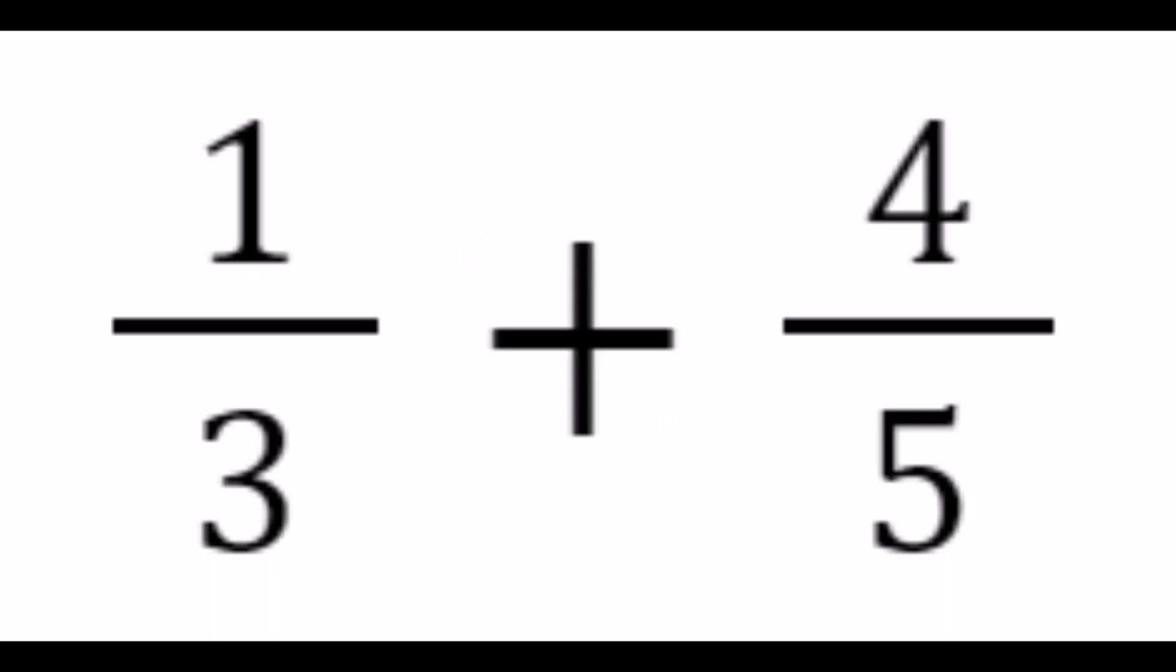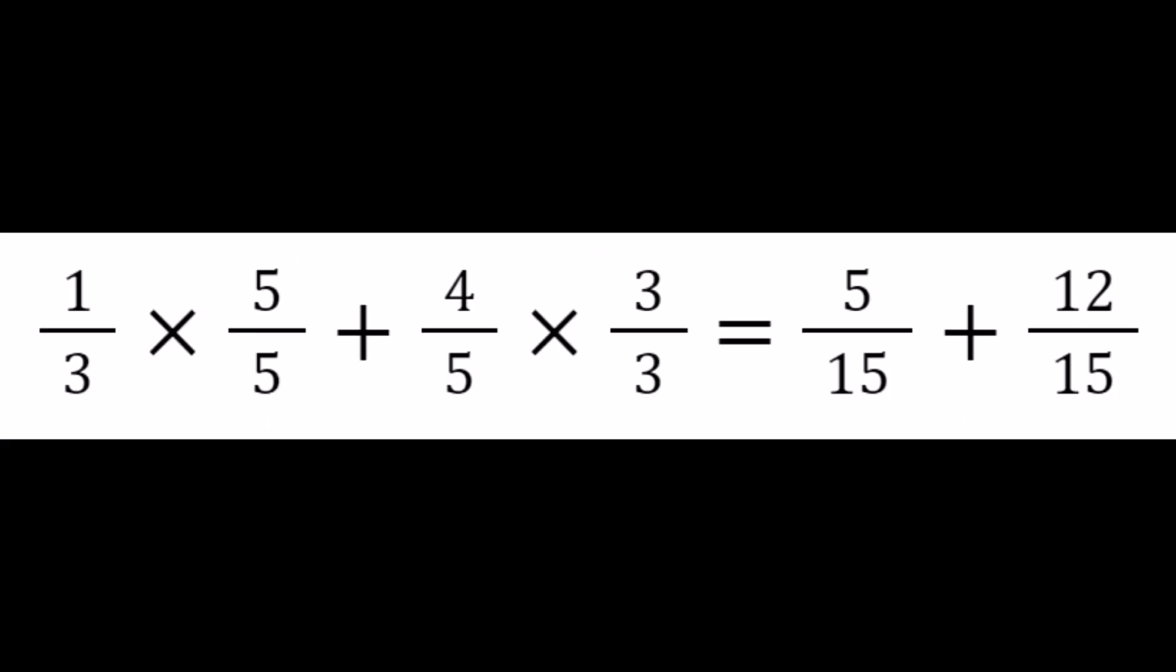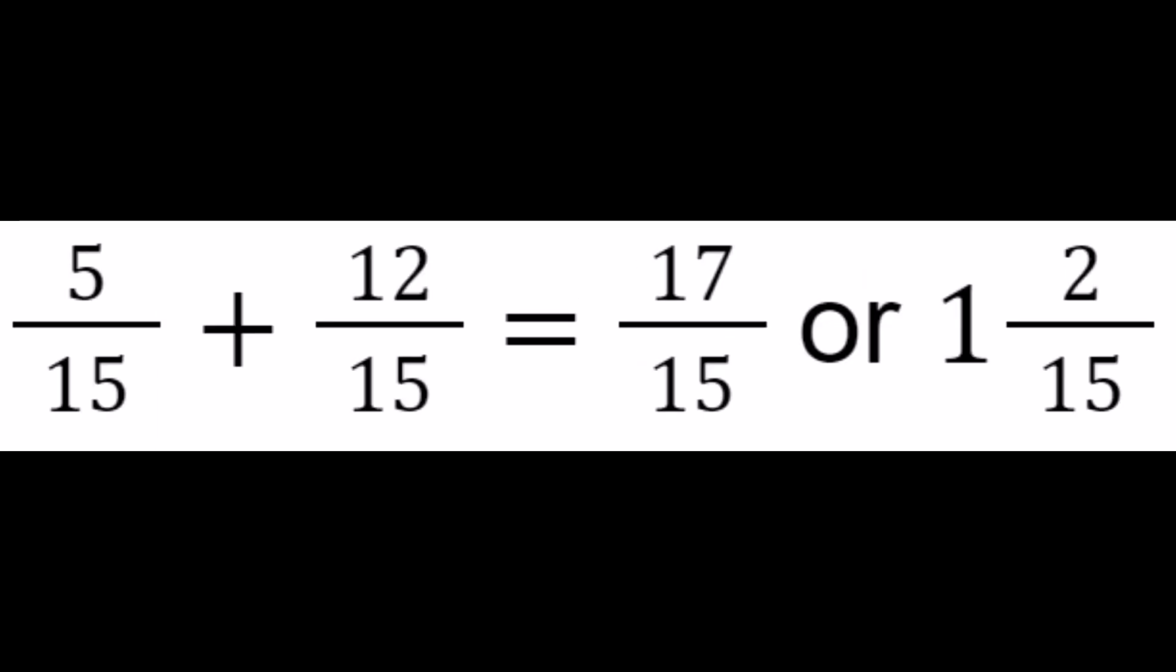denominator. For example, in the problem 1/3 plus 4/5, 1/3 is multiplied by 5 over 5 and 4/5 by 3 over 3 to give you 5 over 15 plus 12 over 15. Then you add or subtract both numbers to get the answer and simplify if possible. 5 over 15 plus 12 over 15 is equal to 17 over 15, which simplifies to 1 and 2 over 15.